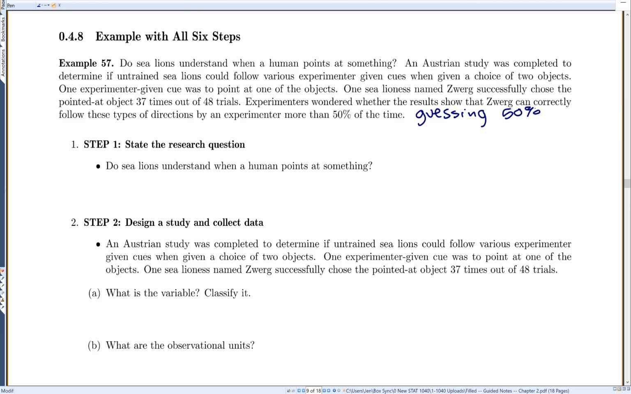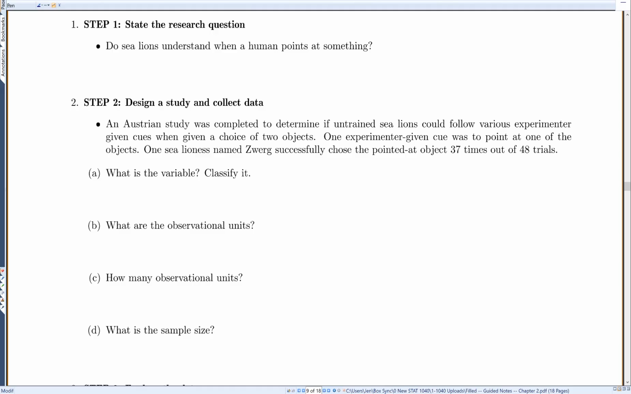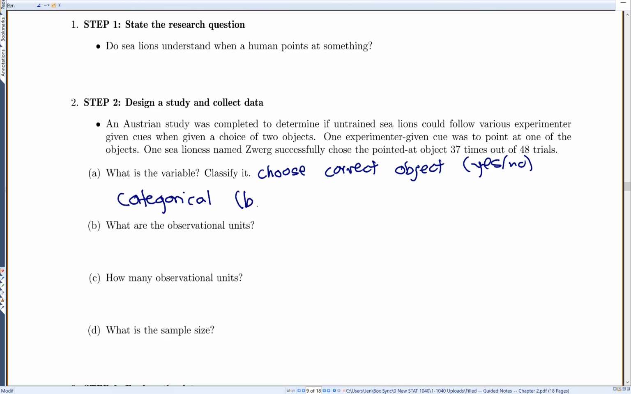So step 1 is state the research question. In this case, it would be, do sea lions understand when a human points at something? Okay. Step 2 is design a study and collect data. Okay. So they had the Austrian study, and they would point. So Zwerg successfully chose the object 37 out of 48 times. So first of all, what is the variable and its classification? So it's whether they chose the correct object, yes or no. Okay, this isn't numerical, this is category, so we'll say categorical. Only 2 options means binary.